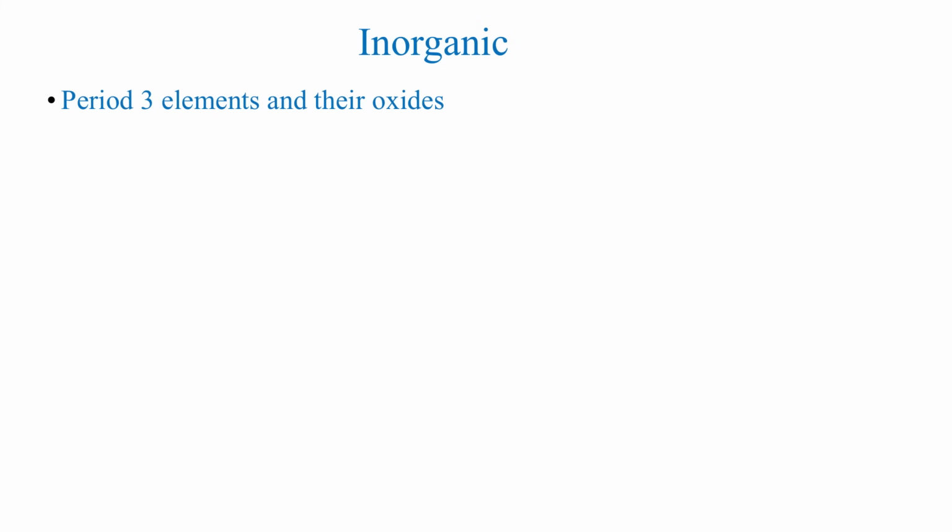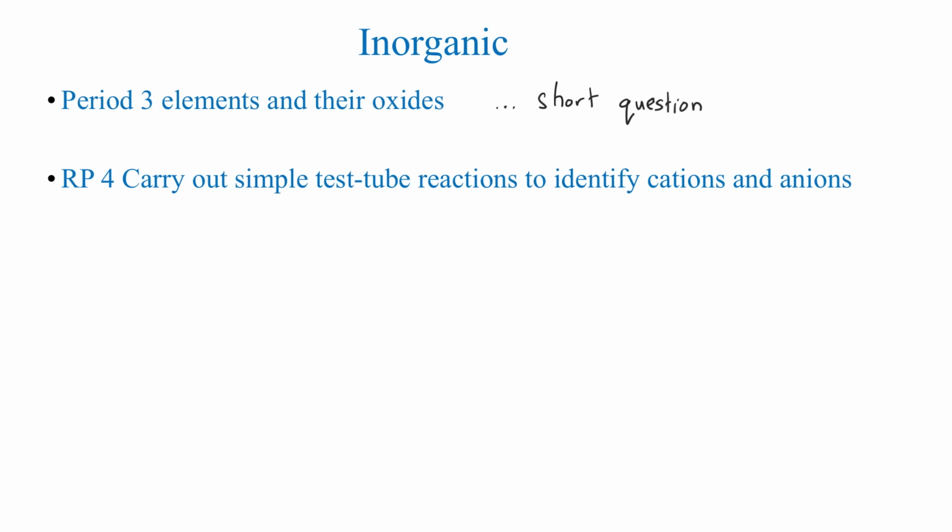The main topic that's not been assessed as much as normal is period 3 elements and their oxides. This doesn't really lend itself to paper 3 because it's not really a practical focus, but because it's been so under-assessed so far, I do fancy it for a small question on paper 3. It could be made larger by linking it to required practical 4, so that's the chemical testing for positive and negative ions. It would be pretty easy to make them positive and negative ions of period 3 elements.